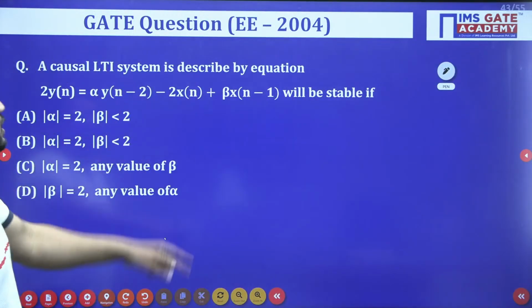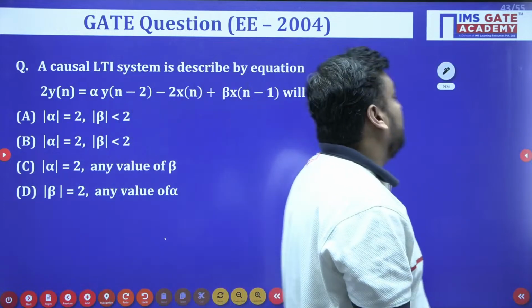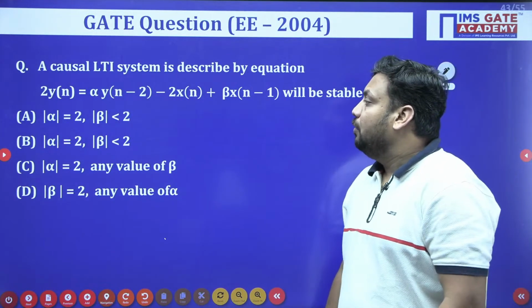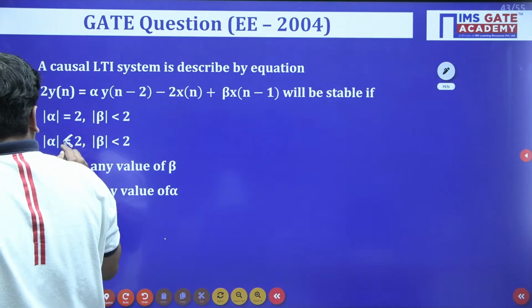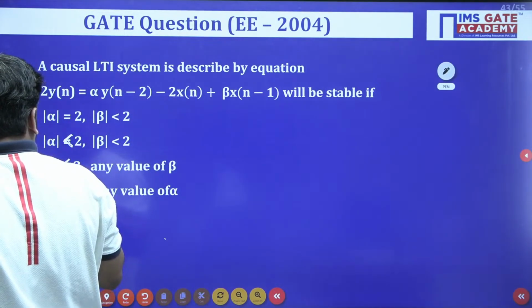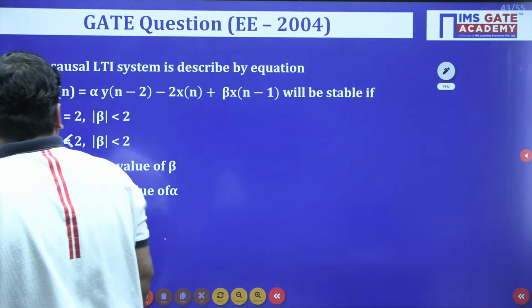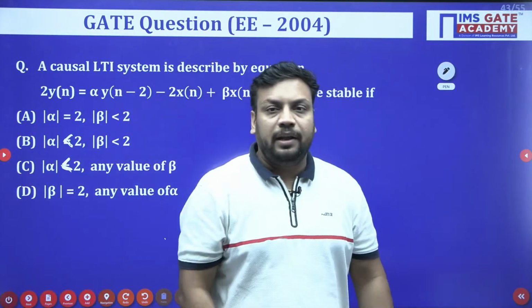So I think this was the last question of last class, EE 2004 question. We have already completed it in the last class, and we got the answer: option B, not option B, option C. Alpha, mode of alpha is less than 2 and any value of beta.